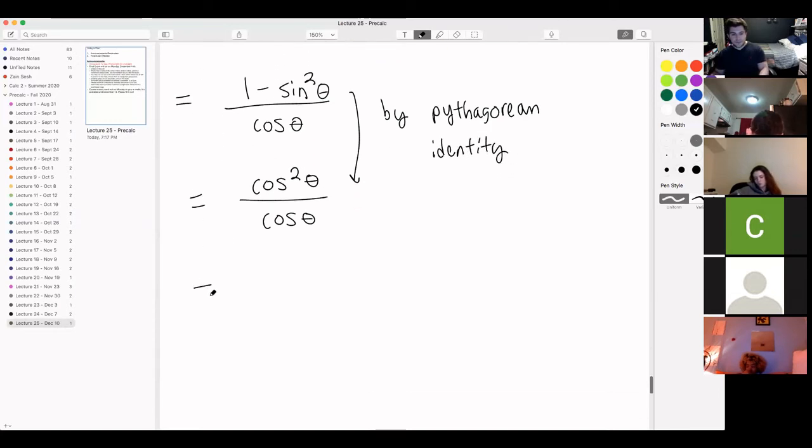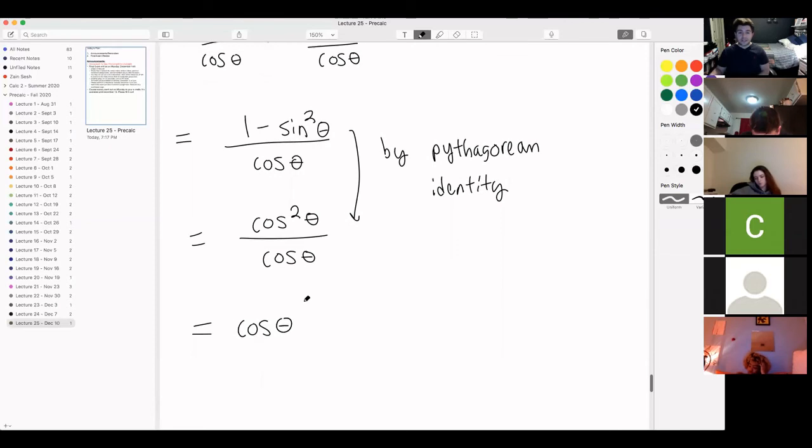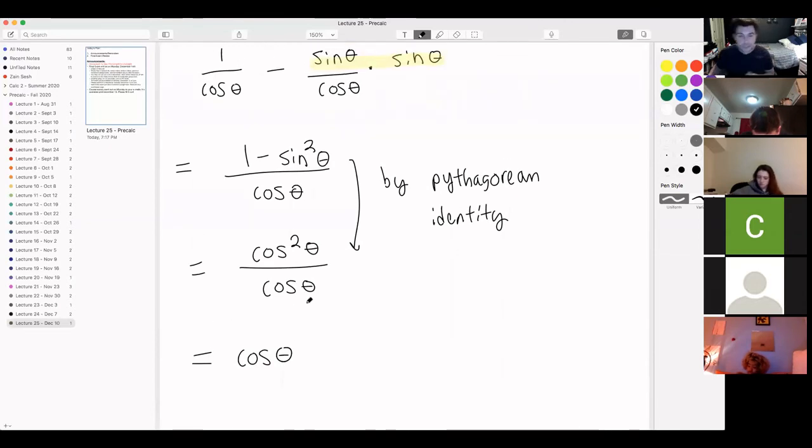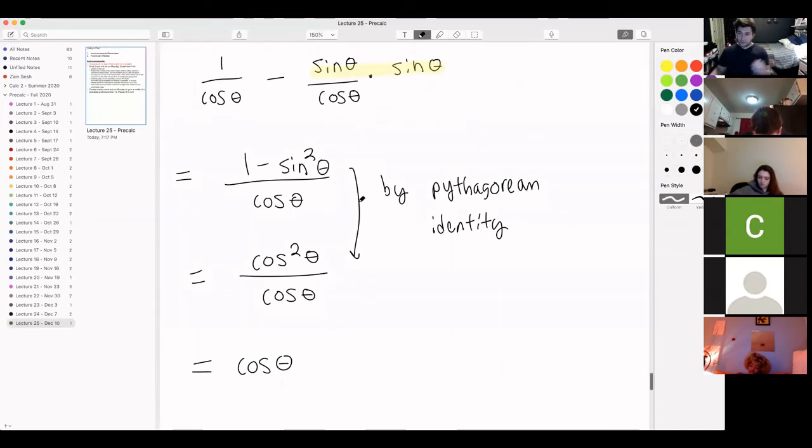Good. And now we have a power of 2 of cosine divided by a power of 1. So this just reduces down to just cosine of theta. That's what we wanted to prove. So that's a really nice question, and it incorporates a few different things that we did.